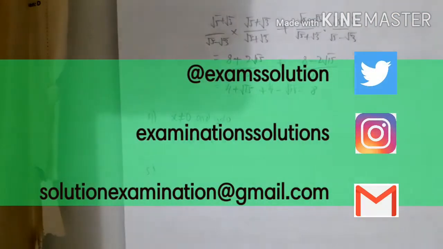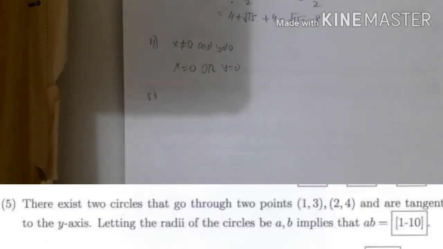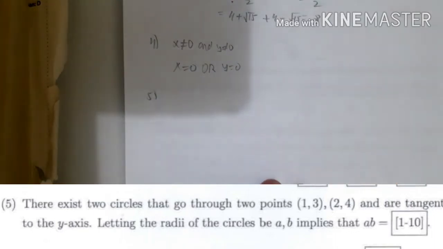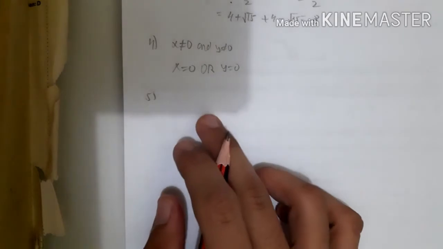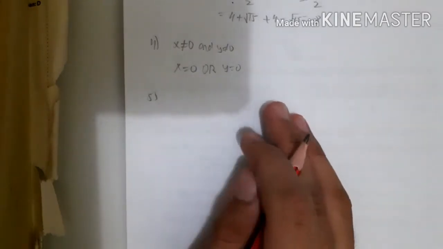Okay, now for number 5, it says that there exist two circles that go through 2 points, (1,3) and (2,4), and are tangent to the y-axis. Letting the radii of the circles be a and b, find ab. So basically they ask about two circles. What is the multiplication of their two radii?